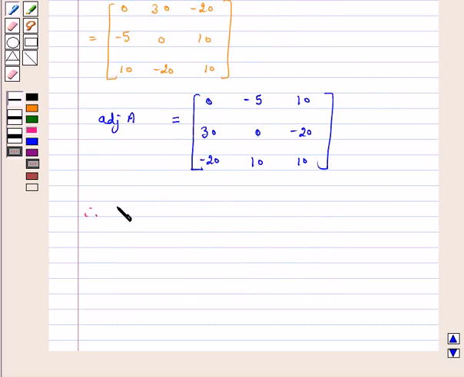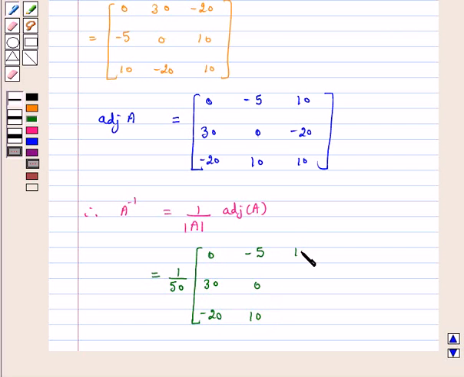Therefore, A inverse is equal to 1 upon determinant A into adjoint of A. This is equal to 1 over 50 into the adjoint matrix.